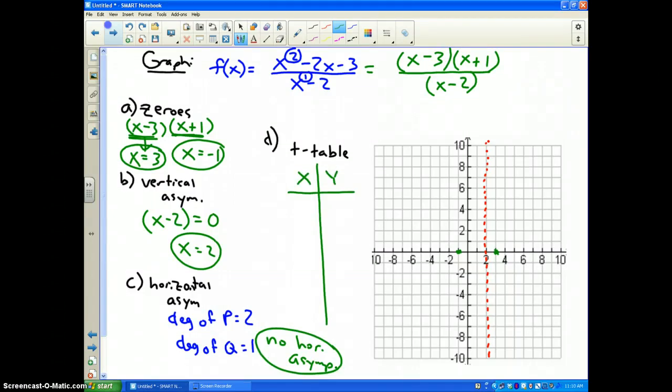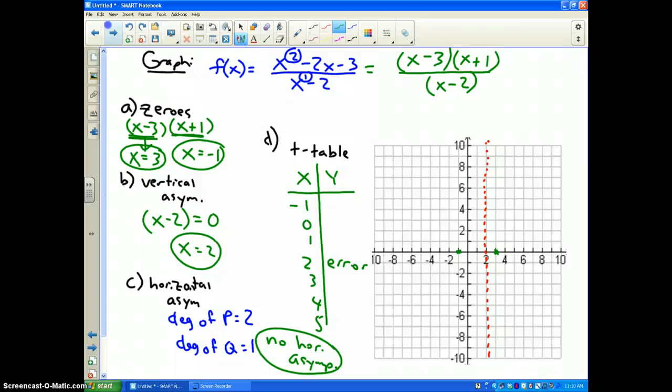All right, good. So now all we've got to do is make a t-table. Well, our asymptote occurs at 2. So that's going to be in the middle of my chart. So maybe what I need is negative 1, 0, and 1 here, and then maybe I need 3, 4, and 5 right there.